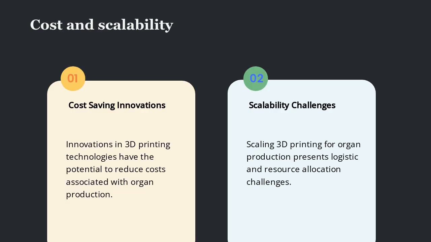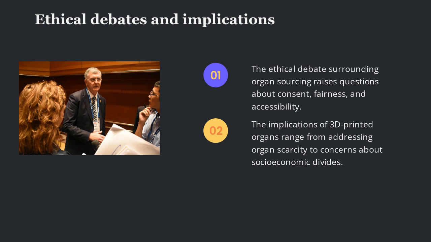Innovations in 3D printing technologies have the potential to reduce costs associated with organ production. Scaling 3D printing for organ production presents logistic and resource allocation challenges. The ethical debate surrounding organ sourcing raises questions about consent, fairness, and accessibility. The implications of 3D printed organs range from addressing organ scarcity to concerns about socioeconomic divides.